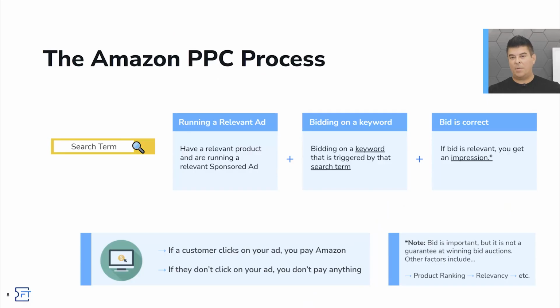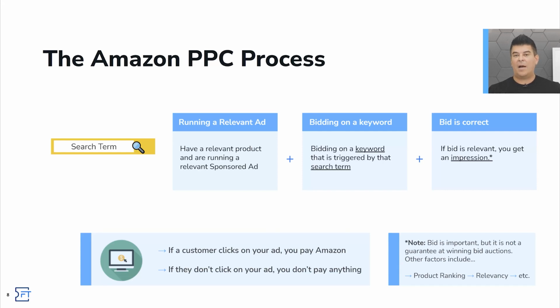This is the Amazon PPC process, just so you can see it laid out as I just described it. A customer enters a search term into the search bar, and if you're running a relevant ad for that particular keyword, you potentially are going to be seen if you're also bidding on a keyword that is exactly, similarly, or close to that search term the shopper typed in. If your bid is correct, then you might get an impression.